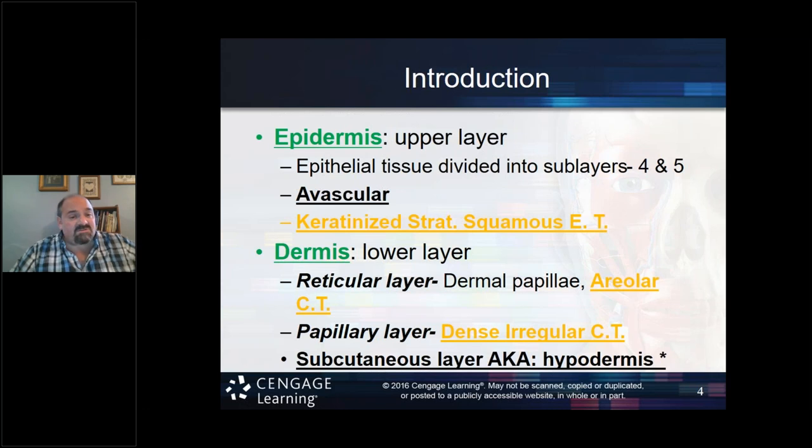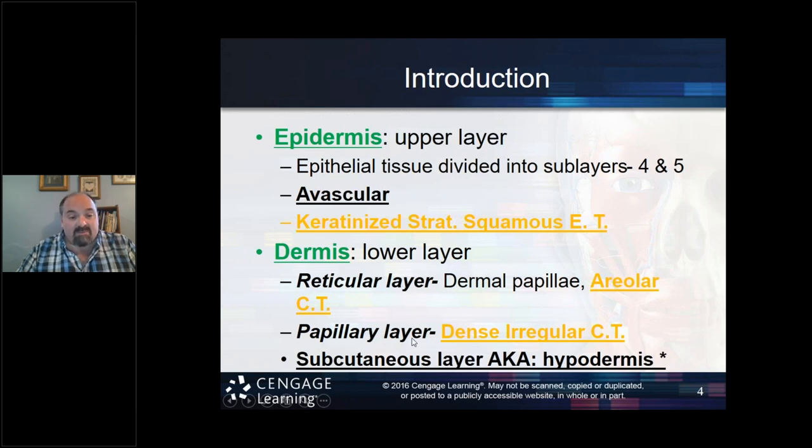Because the epidermis is avascular, no blood vessels, the reticular layer of the dermis needs to have blood vessels present in order to nourish, and also to give oxygen to the cell layers, actually the basal layers of the epidermis, that lower bottom layer of the epidermis, of the stratified squamous epithelial tissue, keratinized. Now, the remainder portion of the dermis, we call this the papillary layer, right?